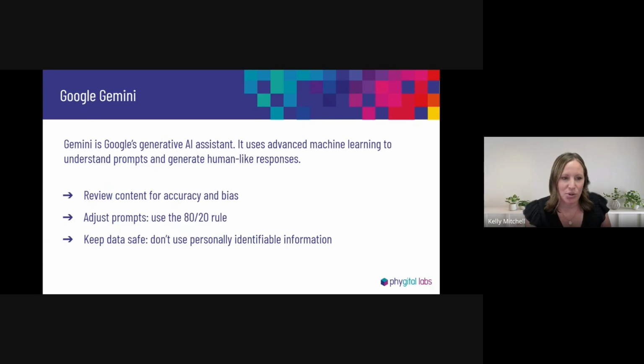And with Google Gemini, always make sure that you're keeping your data safe and not adding in personal identifiable information. And that's a really important one too, if you're using Google Gemini with your students in our district. And if you're using it in your school district, it's probably turned on for 13 and over. So really making sure that you're emphasizing that piece with your students.